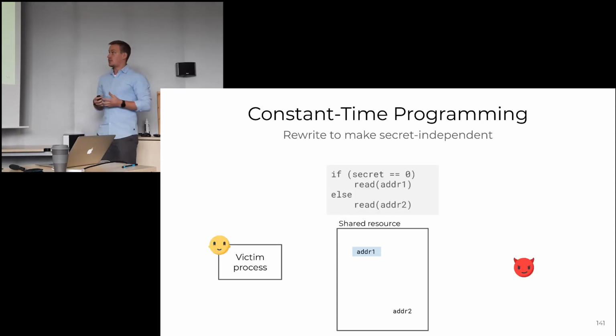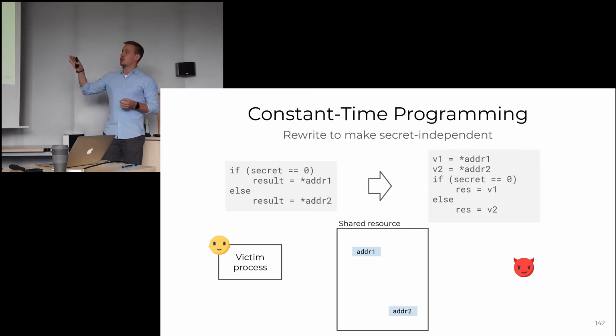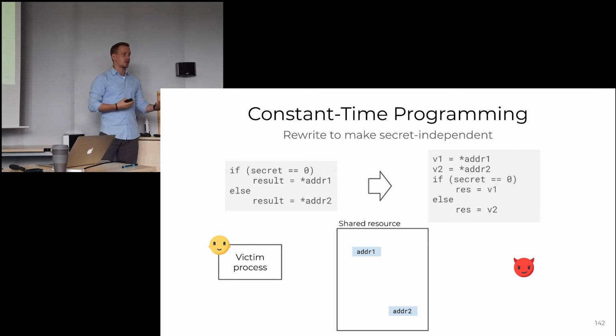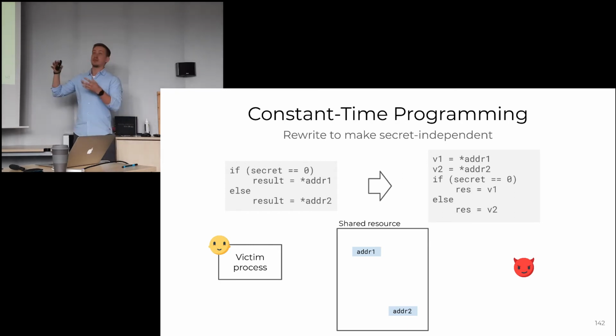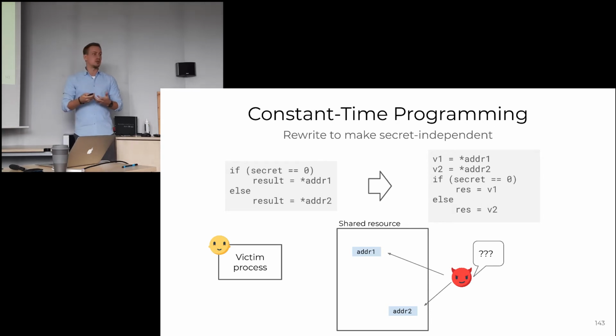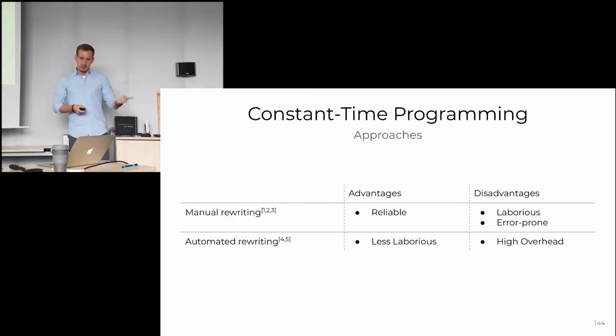And to give you an example, with this snippet of code, with constant-time programming, we would rewrite it to something like this. So we would change the program in such a way that, regardless of the secret, we always access both of the addresses. And then we select the result. And then, regardless of what the secret was, we will always have the same footprint in the shared resource, and the attacker won't be able to retrieve any data from it. So that's the idea. There are several implementations of it.